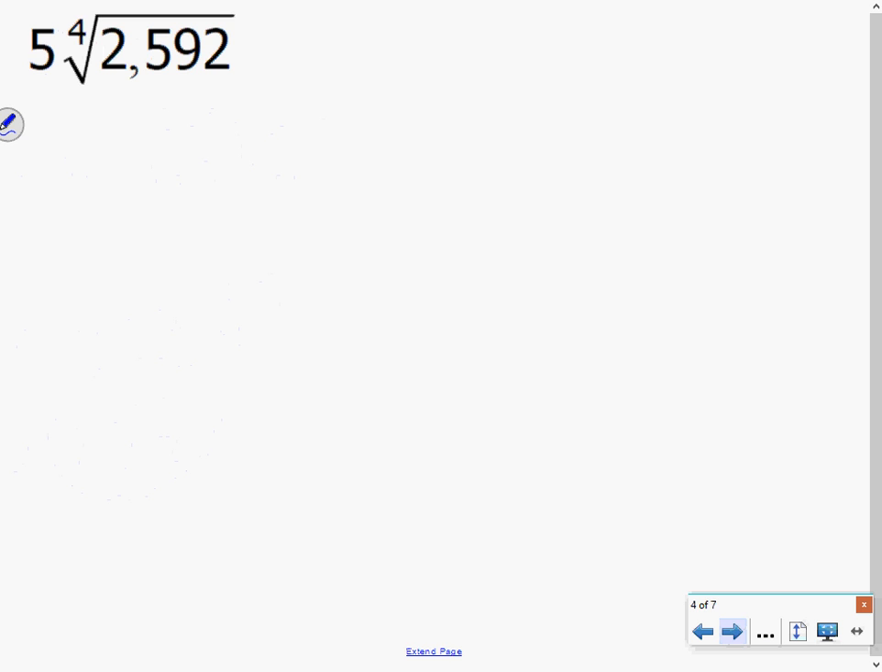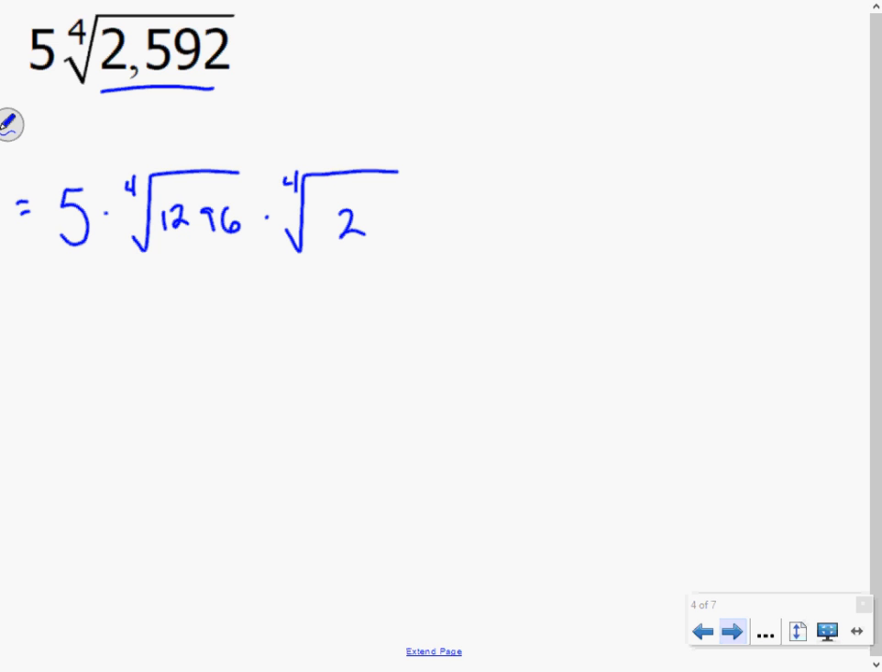So let's look at a fourth root one real quick here. Okay, exactly the same process, we're just dealing with perfect fourths now. I need to find the biggest perfect fourth that's a factor of 2592. So that number is going to be 1296, and 1296 times 2 is what gives me 2592 here. So we're going to write this as 5, because it was already there, times the fourth root of 1296, times the fourth root of 2. And now we can actually take the fourth root of 1296 to get 6.